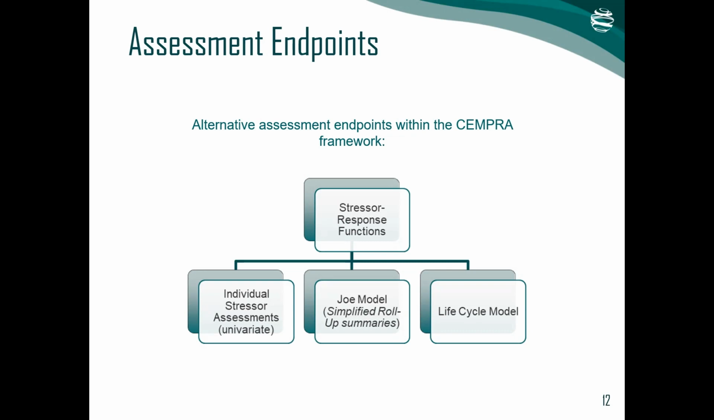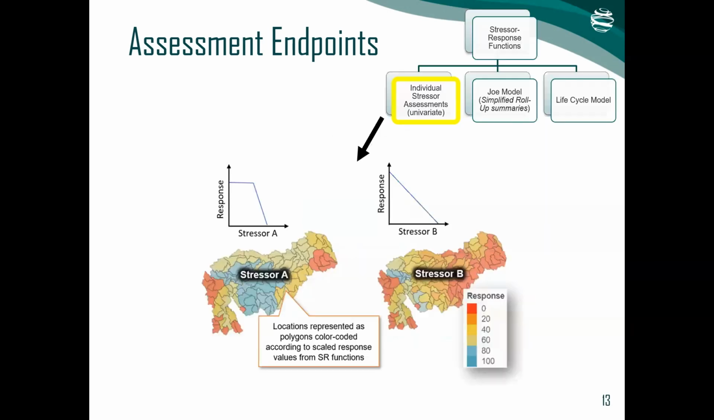The first assessment endpoint is just thinking about individual stressors, so just mapping them out with univariate response plots. This can be useful to look at the distribution of stressors across the landscape or study area. The next assessment endpoint is the Joe model, which summarizes these stressors using a simple cumulative effect roll-up score. Finally, we can try to incorporate the stressor magnitude data and the stressor response relationships into a life cycle model.